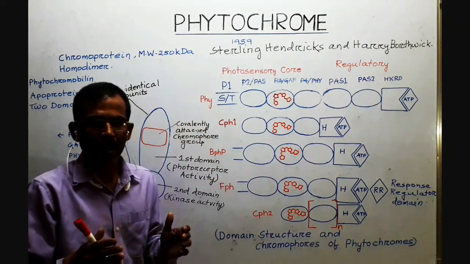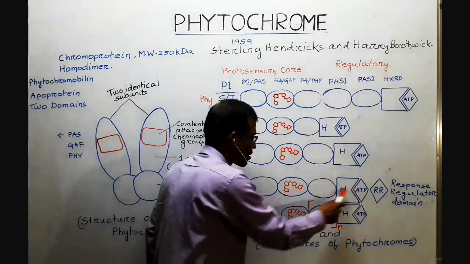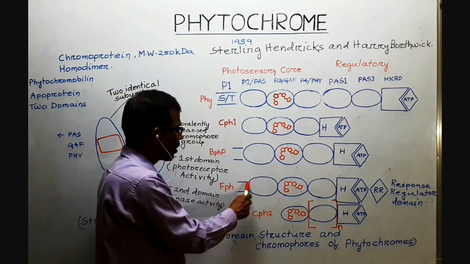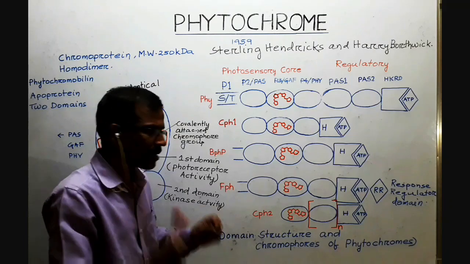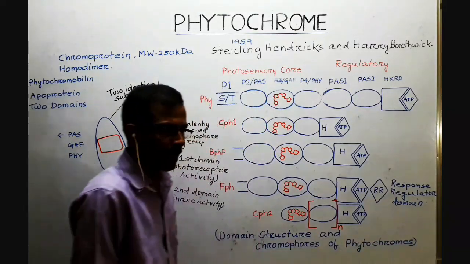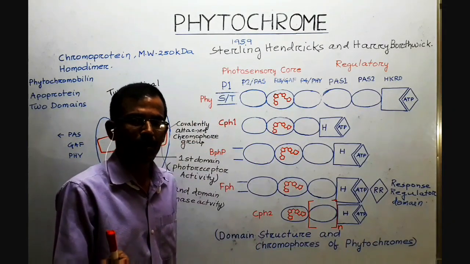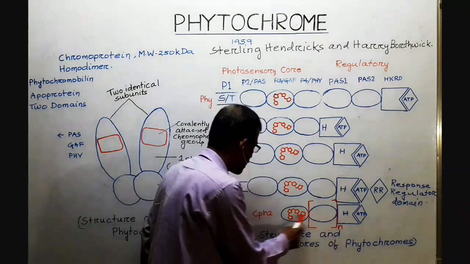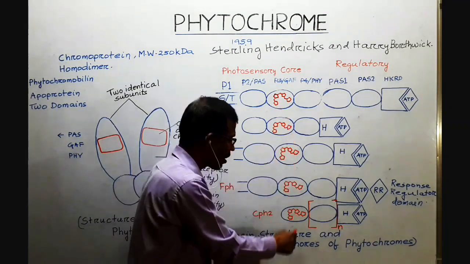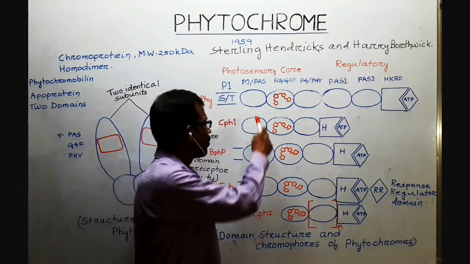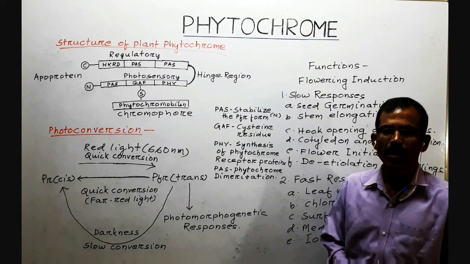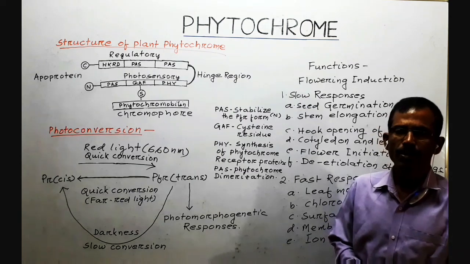Another class of phytochrome is present in fungi. The fungal phytochrome has a distinct N-terminal extension and an additional C-terminal response regulatory domain. Another subclass of phytochrome is present in some cyanobacteria, known as CPSP2. So friends, this is all about the domain structure of 5 different classes of phytochromes. Now we shall discuss the structure of plant phytochrome.